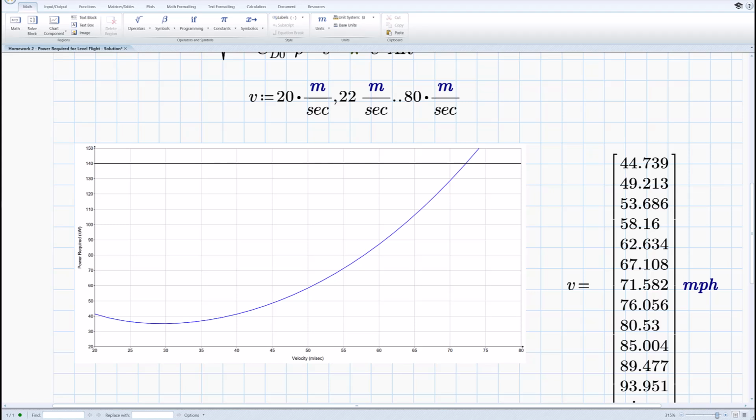So this is a pretty simple calculation, and the curve is easy to interpret.